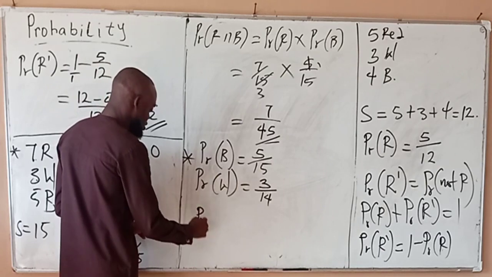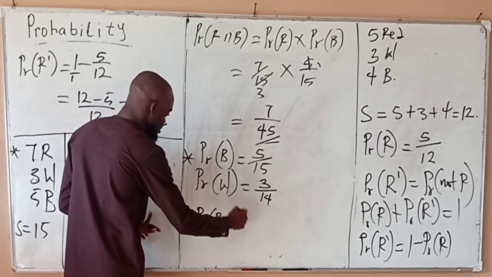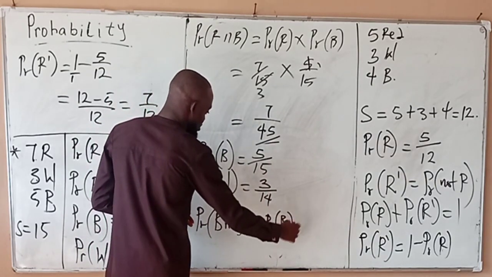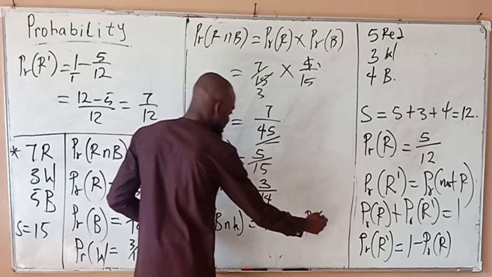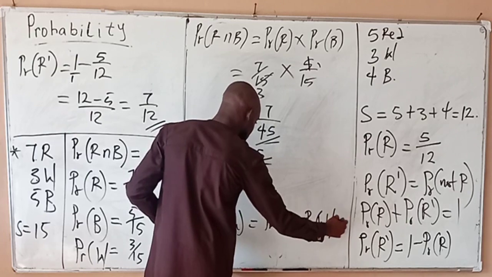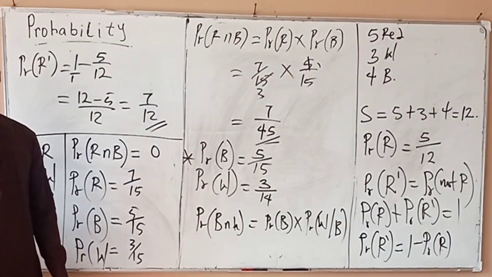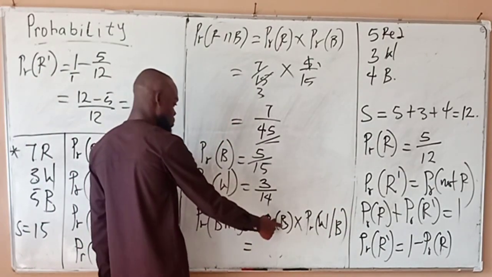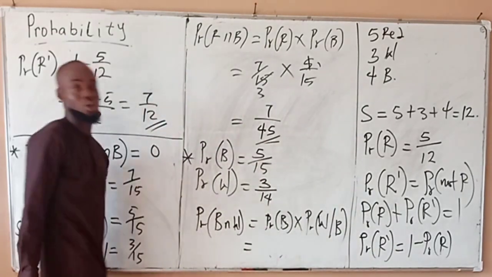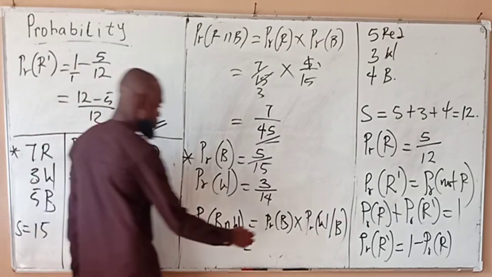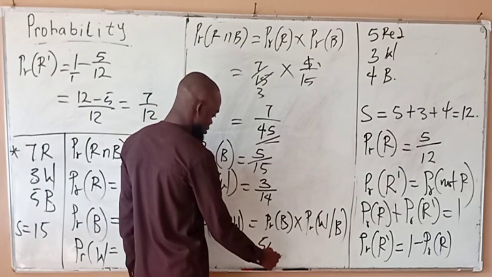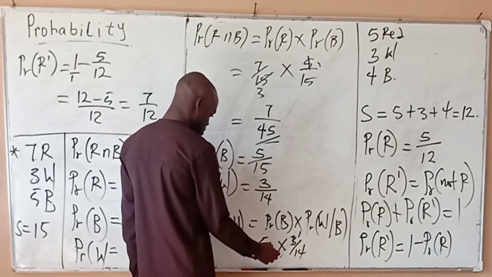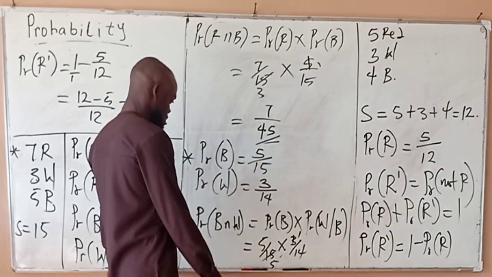The probability of drawing blue and white will now be the probability of blue times the probability of white where you have already drawn blue out. So that will be equal to 5 over 15 times 3 over 14. So 3 here, 1. 3 into 15 is 5.